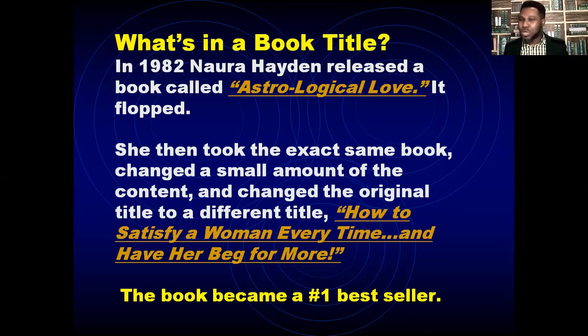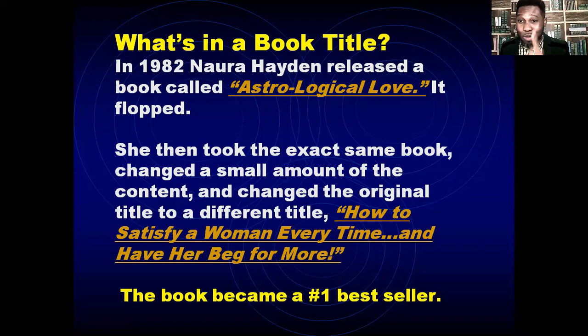So when I see a book titled Astrological Love, I don't know exactly what it means. I don't know if it's a book for me or if it's a book for someone else. But when I see the book How to Satisfy a Woman, man, everybody wants to buy such a book. Every man wants to buy such a book. And so what happened to this new book, or this same book with a new title? It became a #1 bestseller. The same book, almost exactly the same contents, but with a different title. A book that once flopped became a #1 bestseller.